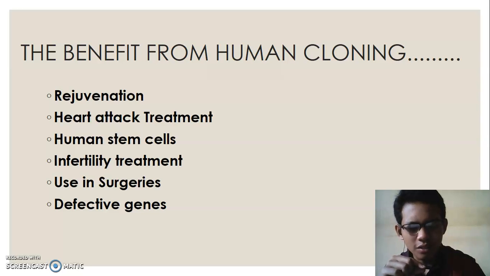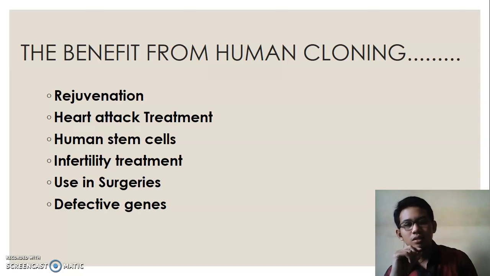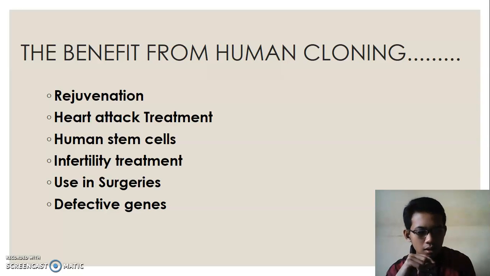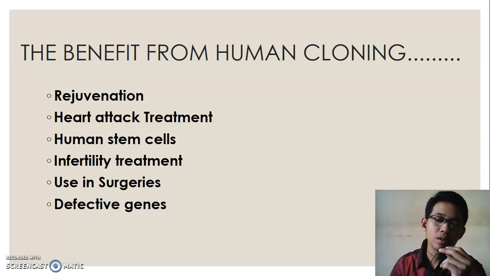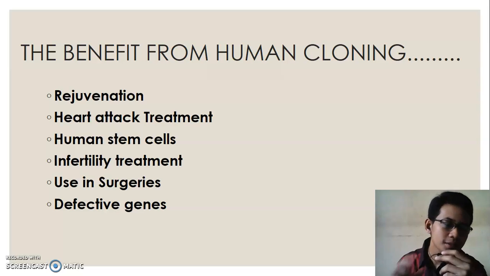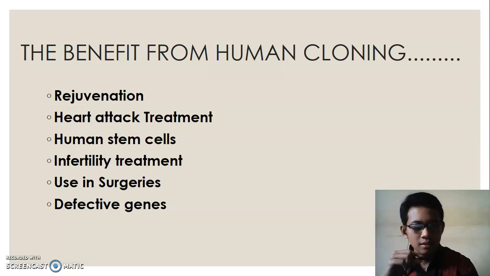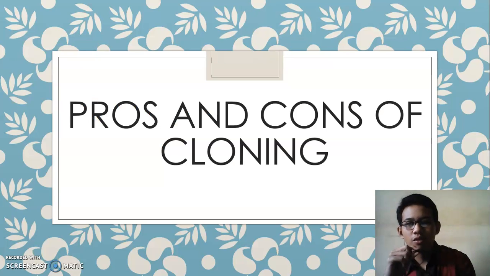And defective genes. It's like when we have, I don't want to be racist, but autism and something like that, we can repair that, or maybe replace some defective genes and make a superhuman maybe, and make a better person from the inside. The next is pros and cons of cloning.